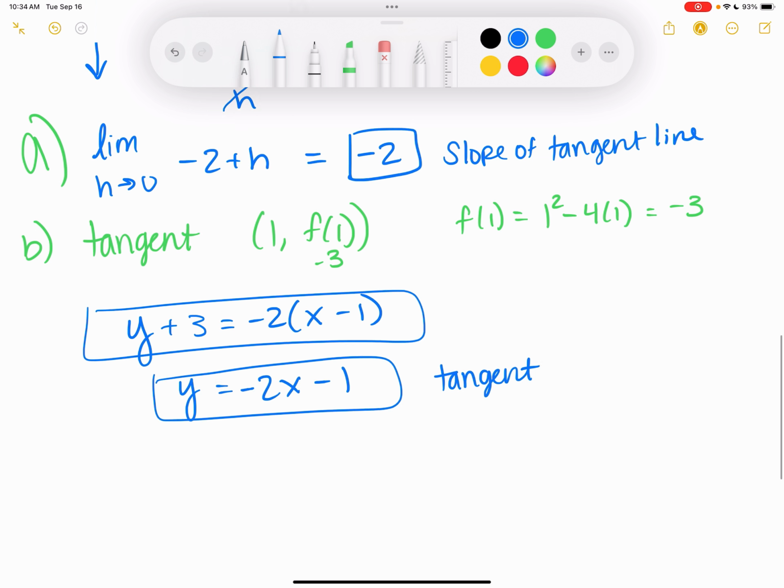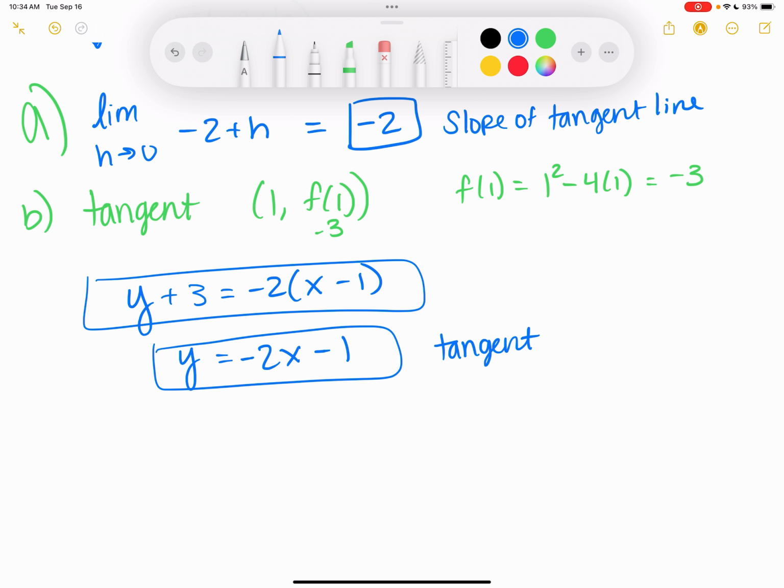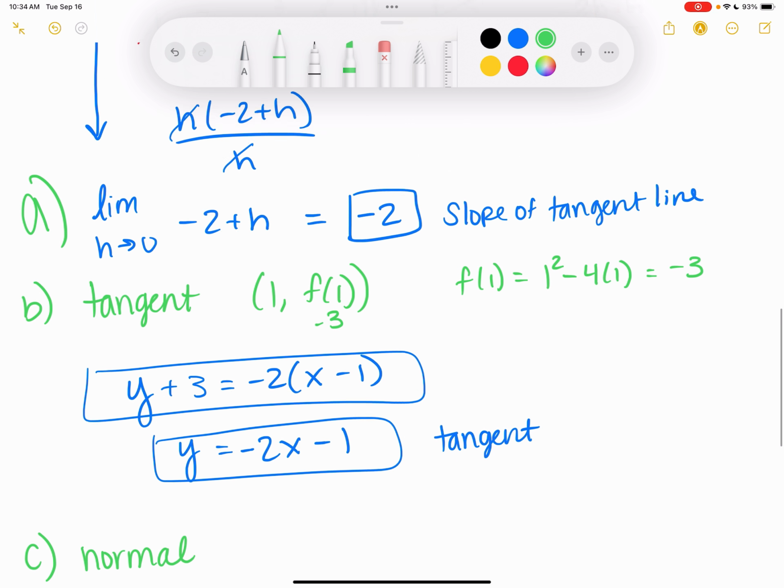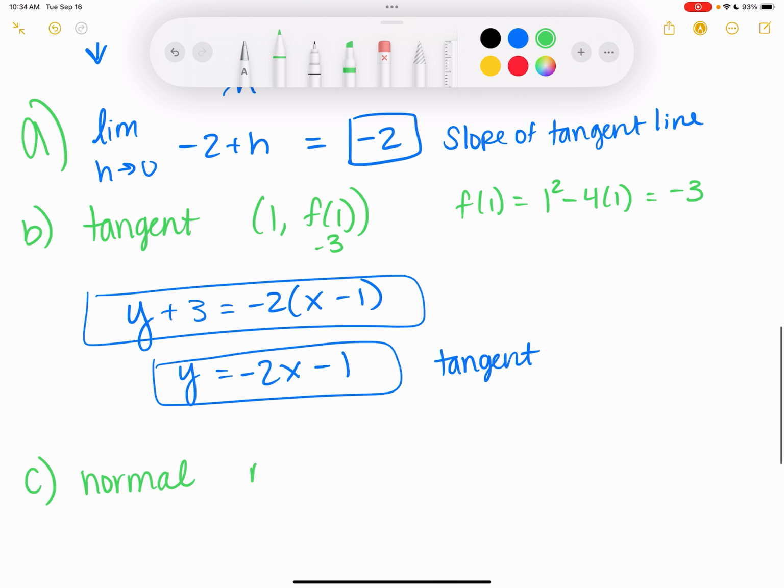So then the normal line: if the slope of the tangent is this and we know that the normal is perpendicular, what does the slope of my normal have to be? 1/2. Yep, positive 1/2. And we'll use the exact same point that we had up here. It'll still be 1, -3. That doesn't change.